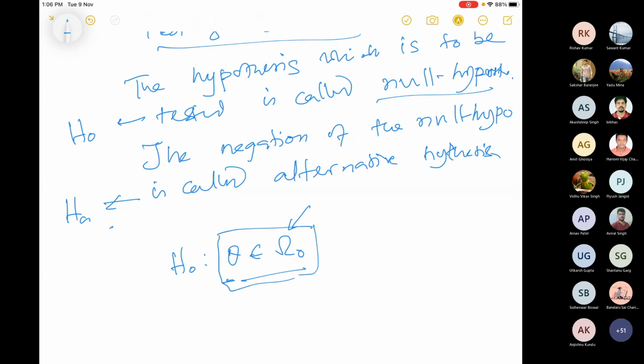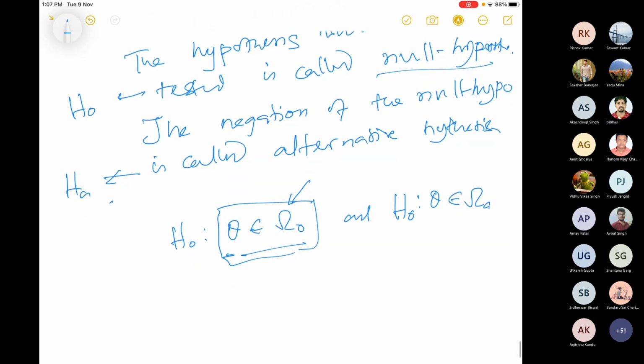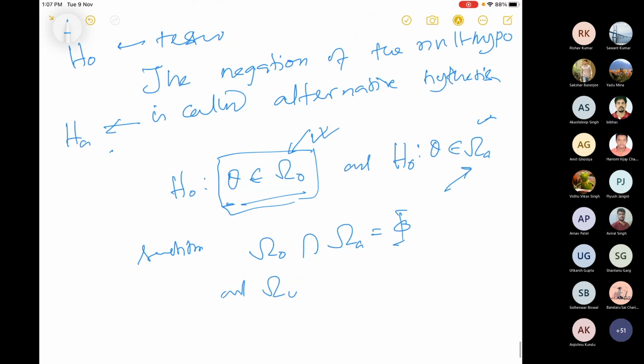So theta is here. And what is then the alternative hypothesis? Theta is in omega A. This is another subset such that omega 0 intersection omega A is equal to the null set. So if it is here, it is not here. That means omega A must be in the complement of omega 0, and omega 0 union omega A should be equal to the universal, or maybe a subset of the universal.